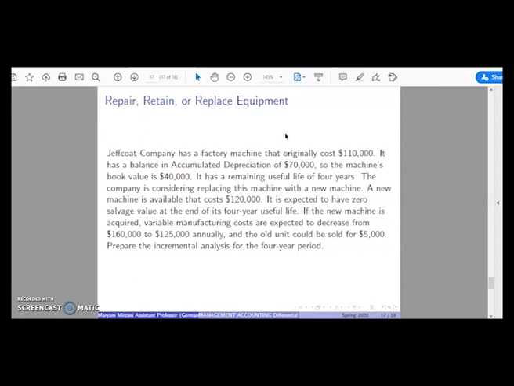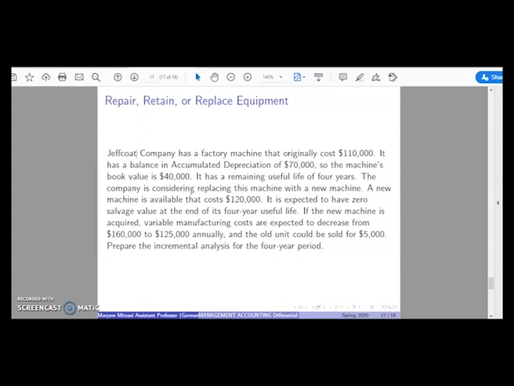So, Jeff Code Company has a factory machine that originally cost $110,000. It has a balance in accumulated depreciation of $70,000. So the machine's book value is $40,000. It has a remaining useful life of 4 years, and the company is considering replacing this machine with a new machine. A new machine is available that costs $120,000. It is expected to have zero salvage value at the end of its 4 year useful life.